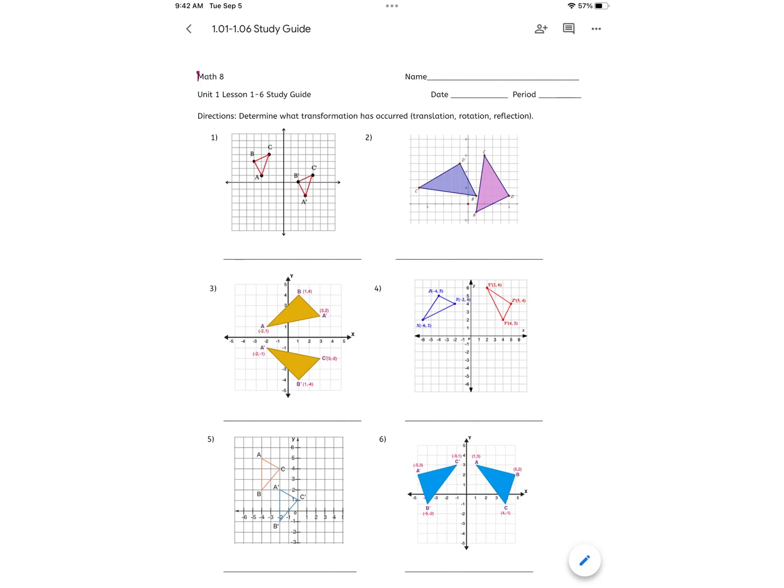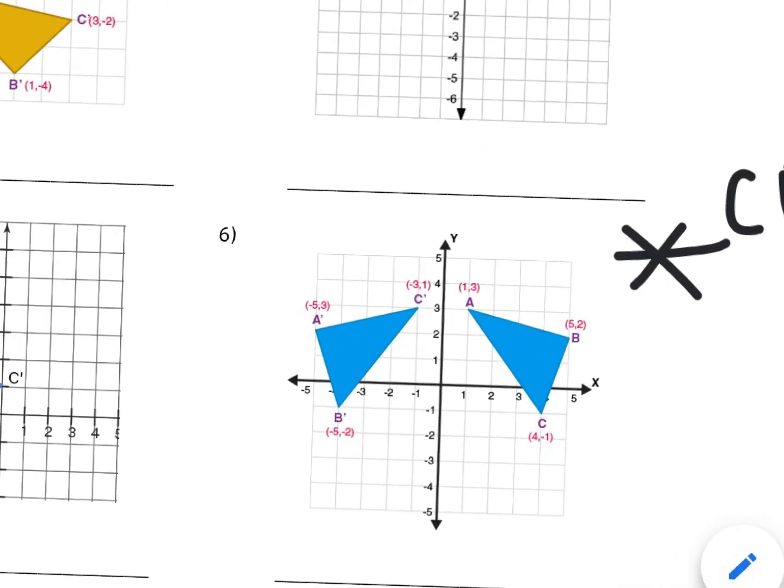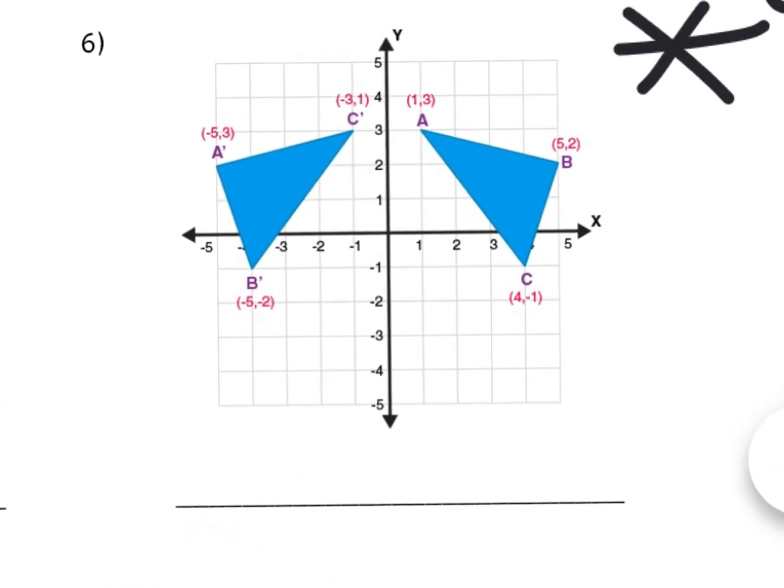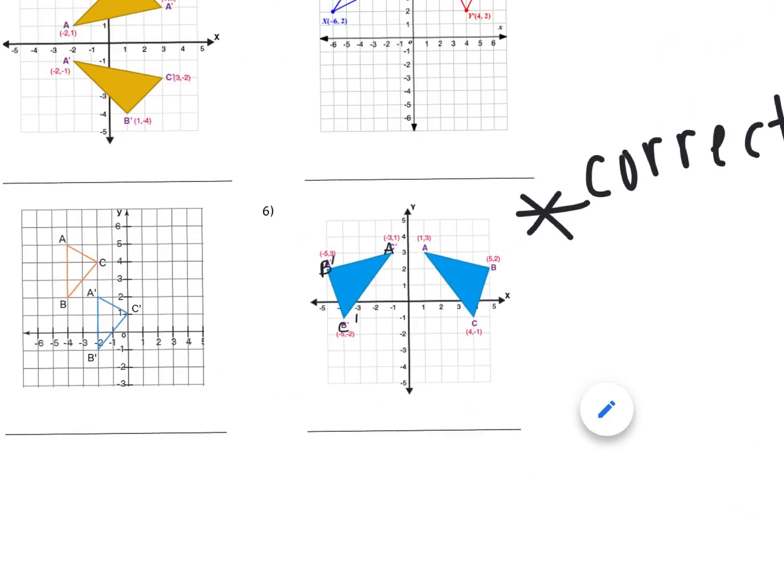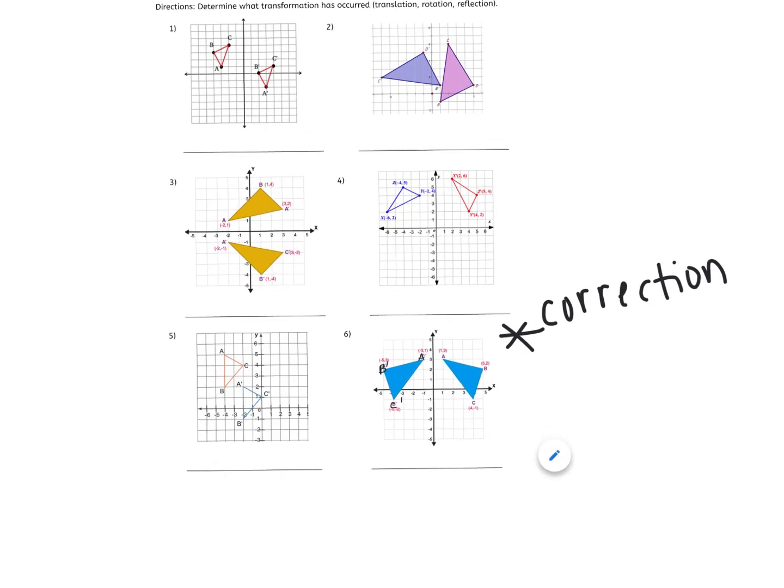Okay, here's your very first study guide for Unit 1-1 to 1-6. Number 6, I noticed there should be a correction to the labeling, and your teacher probably told you about it. If not, you would correct the letters here. Where it says C prime, that should be A prime. Over here should be B prime, and down here should be C prime for number 6. Okay, and we'll discuss that when we get to that problem.